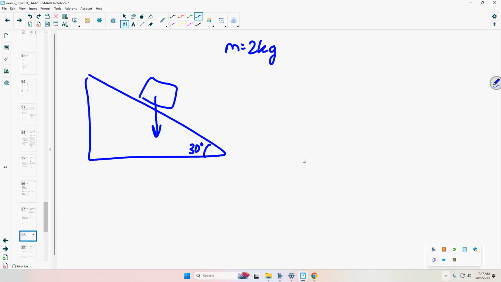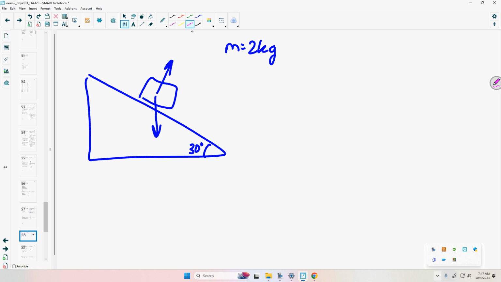And then the normal force is always in that direction. It's always perpendicular to the surface. A common mistake is that students will draw the normal force in that direction. That is not right either. It's not vertical necessarily. It is vertical on a horizontal surface because that's perpendicular to the surface, but on an inclined plane it is not.